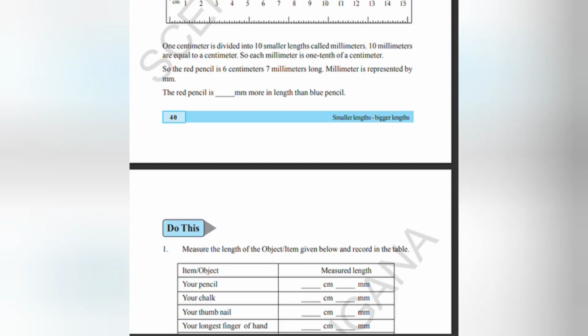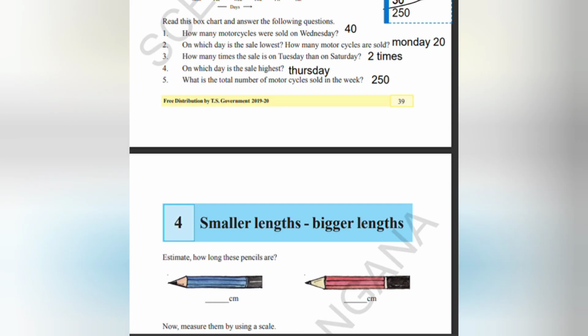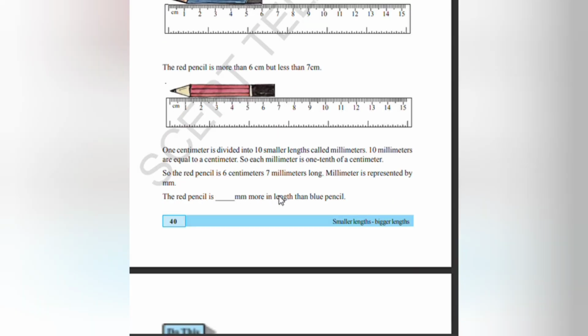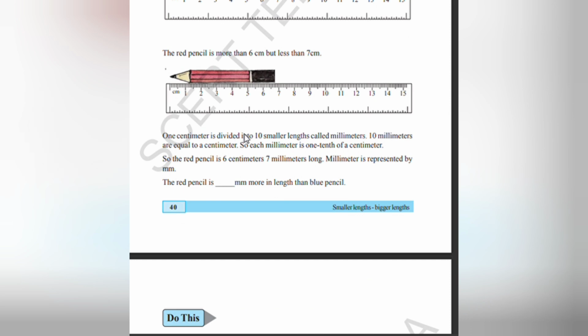The next one. Whereas that of the red pencil, it is how much? It is 7 centimeters. Less than 7, not exactly 7, less than 7. 1 centimeter is divided into 10 smaller lengths. So if you are taking 1 centimeter, it is divided into 10 equal divisions. We can see 10 divisions. 1, 2, 3, 4, and one big line that is 5, 6, 7, 8, 9, and a big line that is 10.